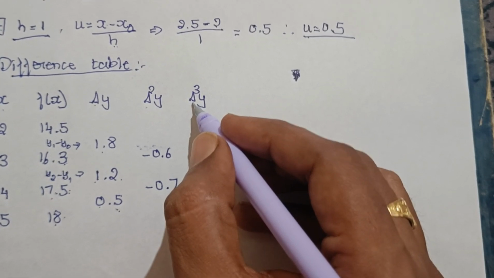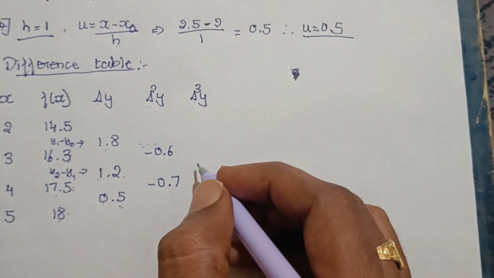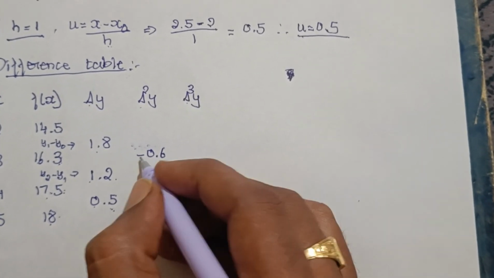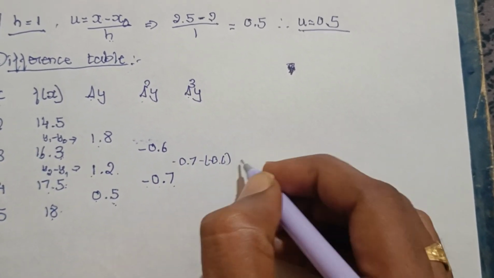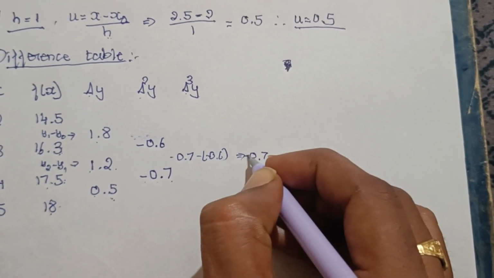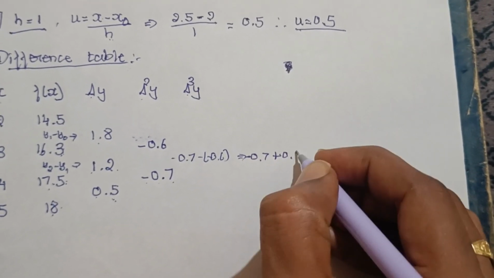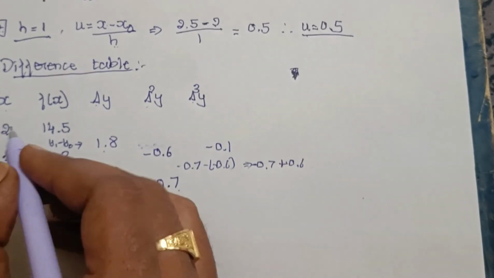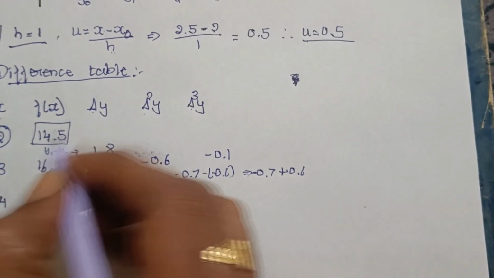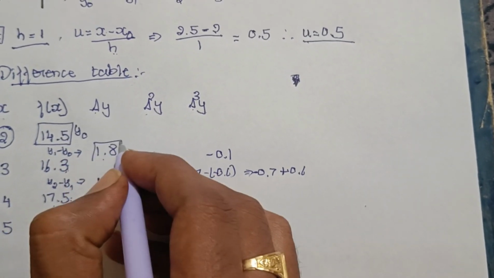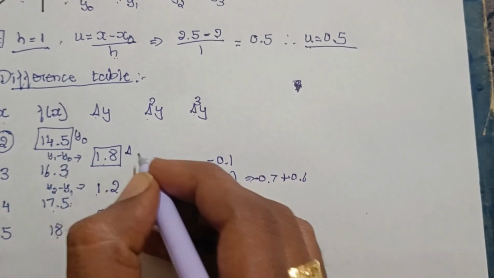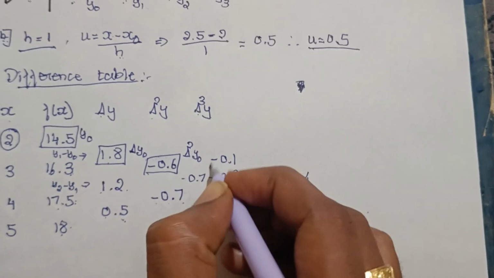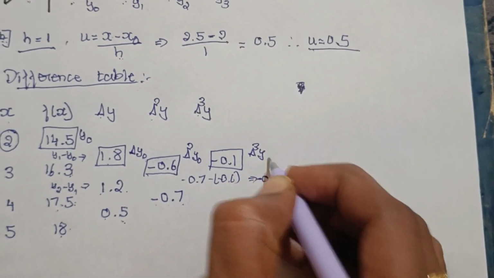At last, we have to get the value of delta cube y. That is delta cube y naught value. That is minus 0.7 minus of the minus 0.6. This becomes minus 0.7, minus into minus becomes plus 0.6. It becomes minus 0.1 is the answer. That is delta cube y. This is x naught value. This value is y naught. This value is delta y naught. This value is delta square y naught. This value is delta cube y naught.